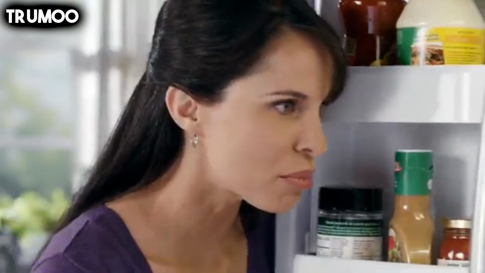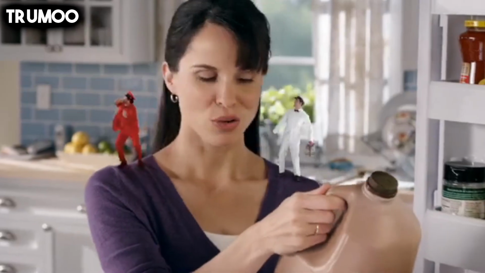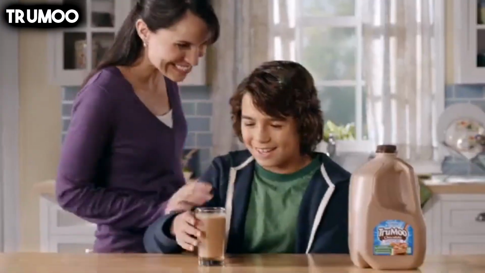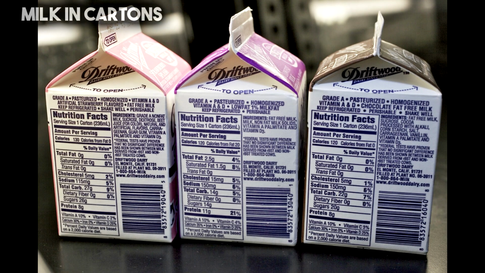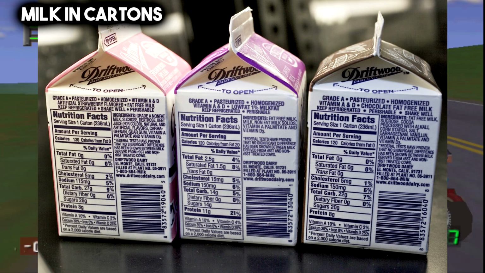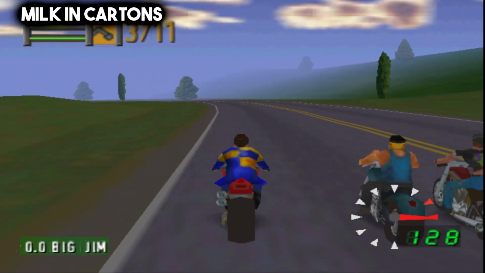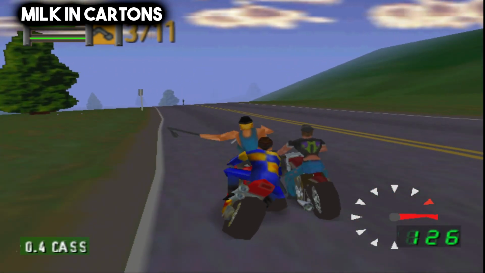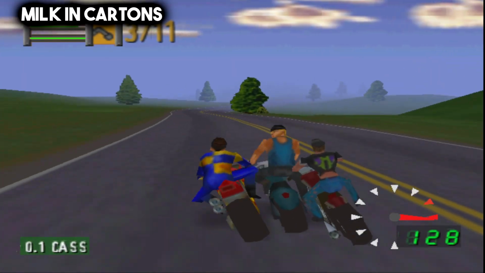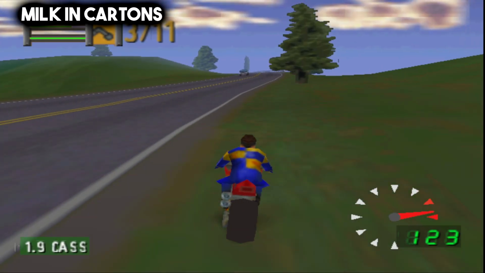Trumu's packaging and branding are kid-friendly, often featuring children's characters, and if you grew up in the United States in the past 15 years or so, you've definitely seen Trumu before. I know I have. Milk in cartons are the default packaging of milk in many parts of the world, especially in North America and Europe. Cartons are typically made from layers of paperboard and plastic, and this packaging became popular due to its lightweight, resealability, and just overall convenience. Compared to glass bottles, cartons are less prone to break and are cheaper to make.